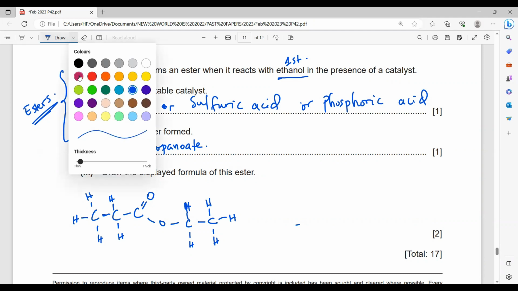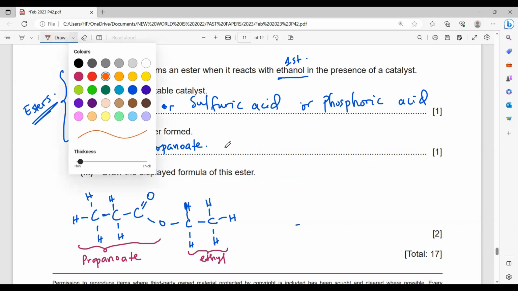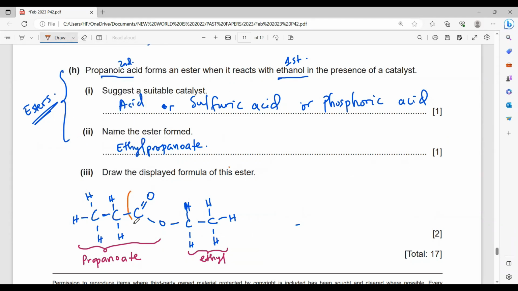We can do a quick revision on this, whereby this is your ethyl, and this is your propanoate. And what is this? This is your ester bond, okay? That's an ester bond, or you can call it an ester linkage.